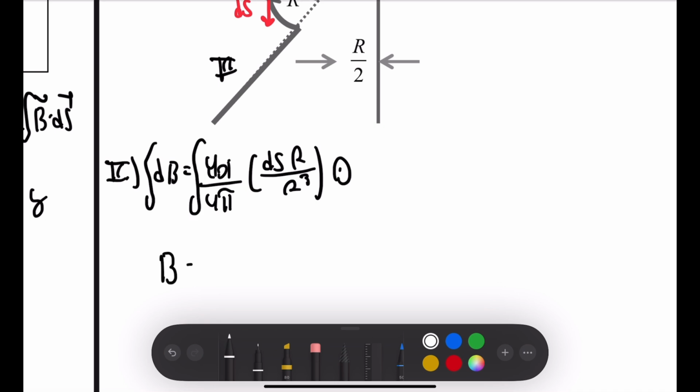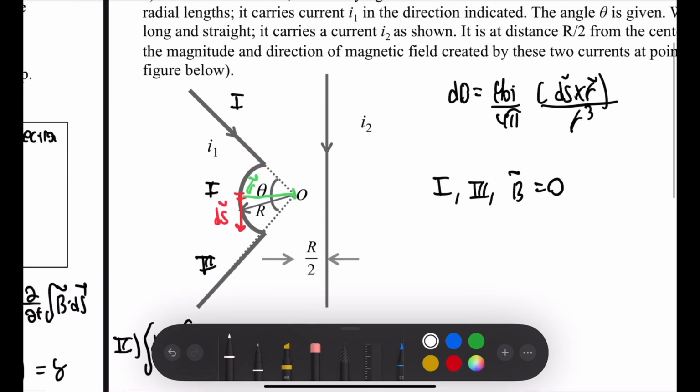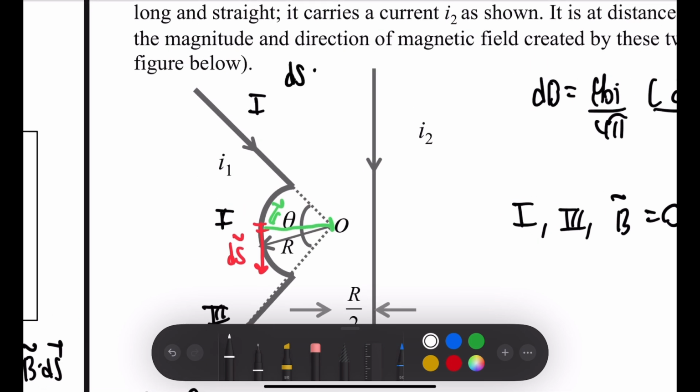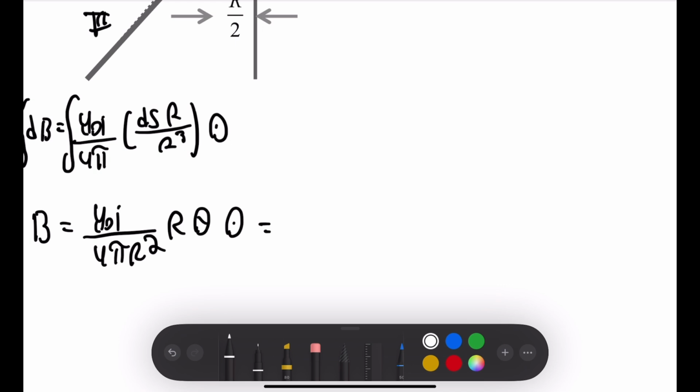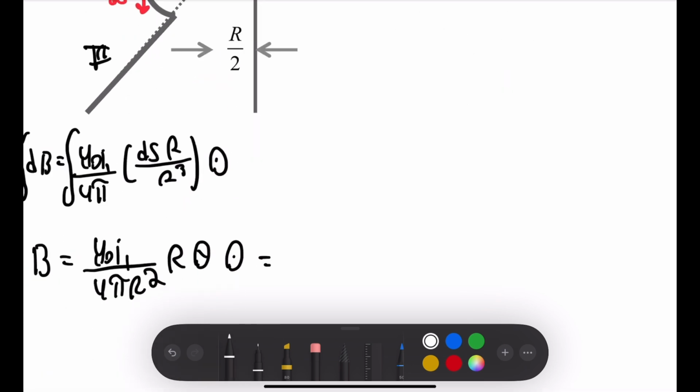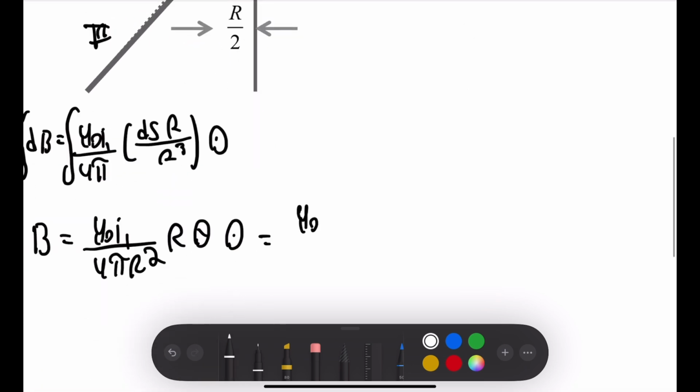So B is equal to mu naught I over 4 pi r squared times ds, where in this case, it's not a perfect circle. So we need to recall that ds in this case is equal to the arc length, which is r theta. In this case, the radius is going to be a big R, so this is r theta out of the page. This is actually current I1 as well. So I would get mu naught I1 divided by 4 pi r times theta out of the page.